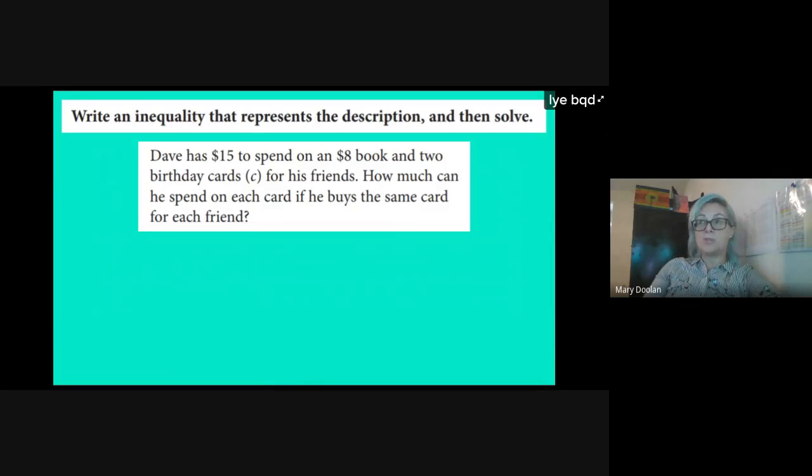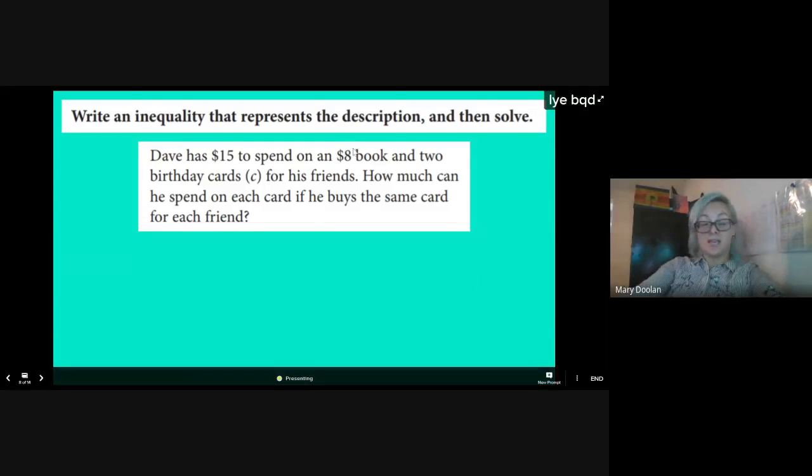So we're using the variable C to represent the cost of the card. And he's spending the same amount on these 2 cards for his 2 friends. And he has $15. So on one side of our inequality, we have the 15, but we know he has to spend an amount of money that is either less than $15 or exactly $15. And in this problem, they're not accounting for tax, so just kind of ignore that.